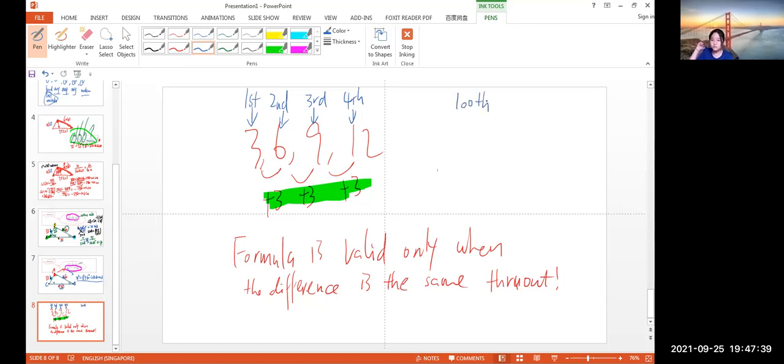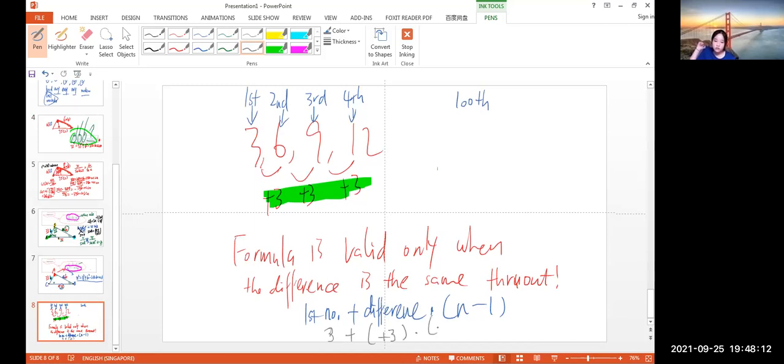Okay, so how do you do it? First, go for the nth first. The nth is always the first number plus the difference times n minus 1. You don't have to copy, you don't have to do anything. Go back, watch it again, do a revision, then you only use it. Okay, can I ask you, what's the first number in this case? 3. Yes, so first number is 3. What's the difference throughout? Plus 3. Yes, plus 3. Very good.